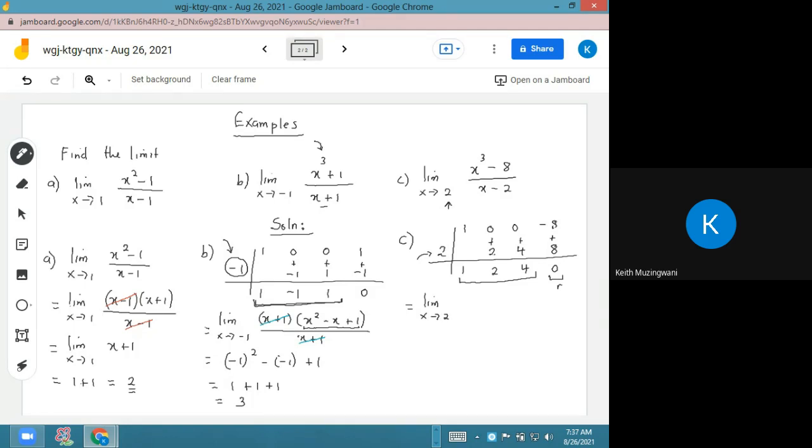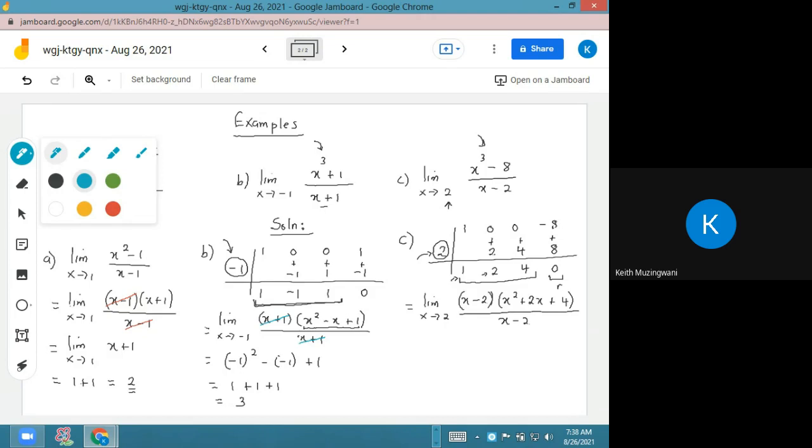The numerator x to the power 3 minus 8 can now be written as x minus, since this 2 here is positive, we'll say x minus 2, multiplied by, the coefficient is 1, and the power, since we had 3 here, the power will be 2. So x squared plus, the coefficient is 2, so we'll have 2x, plus the constant is 4, so we'll have 4, over x minus 2, the denominator.